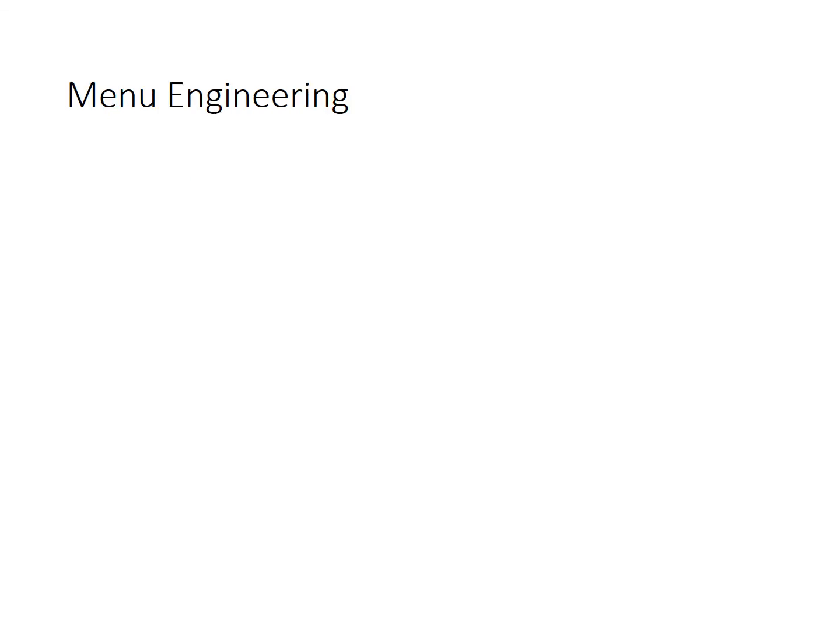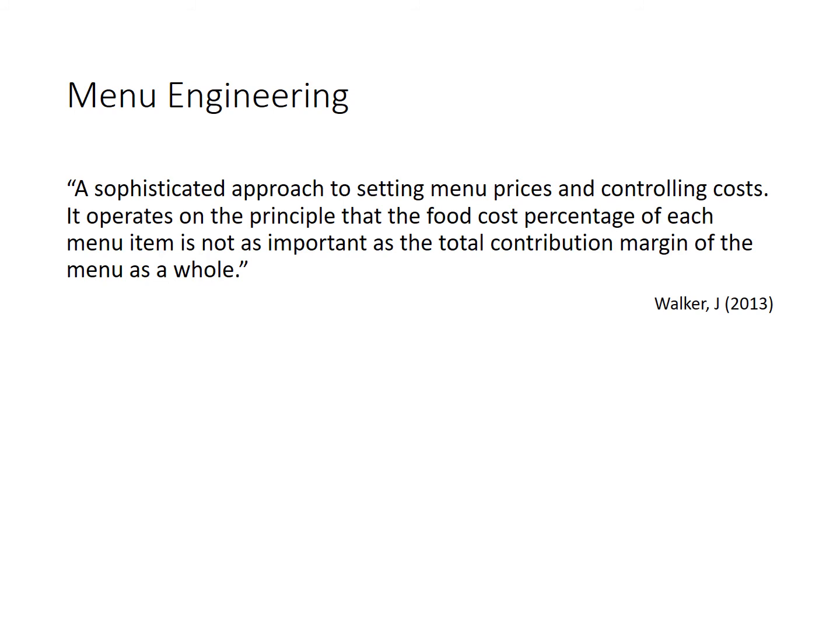So let's look at menu engineering. According to Walker 2013, menu engineering is a sophisticated approach to setting menu prices and controlling costs. It operates on the principle that the food cost percentage of each menu item is not as important as the total contribution margin of the menu as a whole. So let's just review that again. It is a sophisticated approach to setting menu prices and controlling costs. It operates on the principle that food cost percentage of each menu item is not as important as the total contribution margin of the menu as a whole.